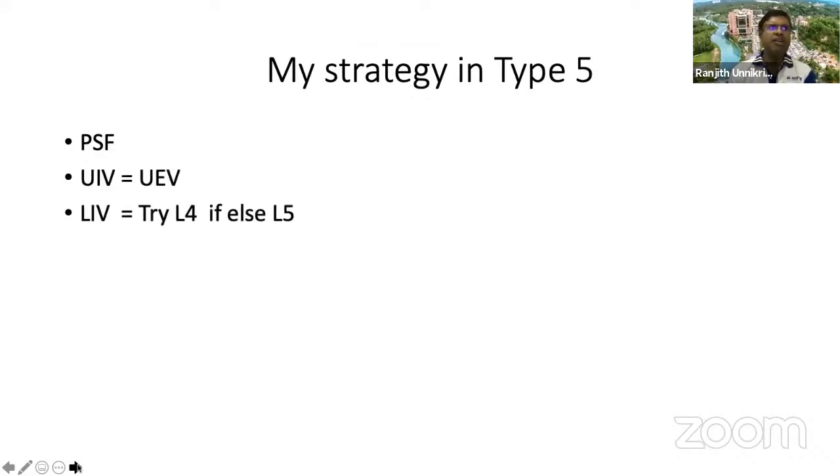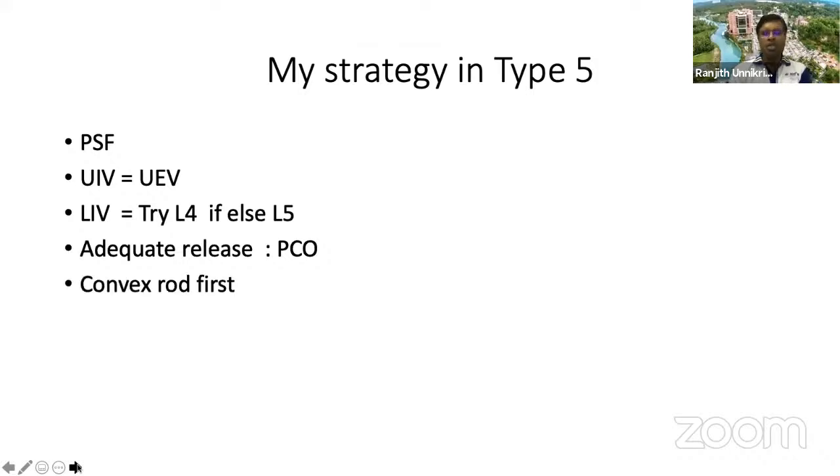So what is my strategy in type 5? Always try and do posterior spinal fusion. My UIV is my upper end vertebra. If LIV comes to L3, fine, great job, go ahead. Always try and stop at L4. If nothing else is possible, go to L5. Do adequate release. I do a posterior column osteotomy in almost every case, and I do an asymmetric osteotomy. I do more convex release than concave release because that is the shortening side. Put the convex rod first. That is your correcting rod. Do rod rotation and direct vertebral rotation.